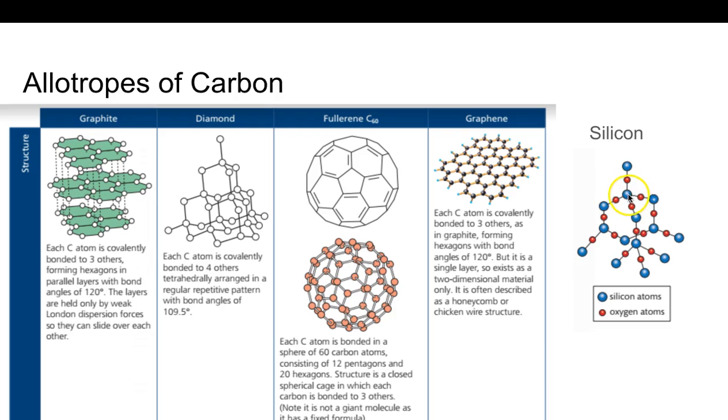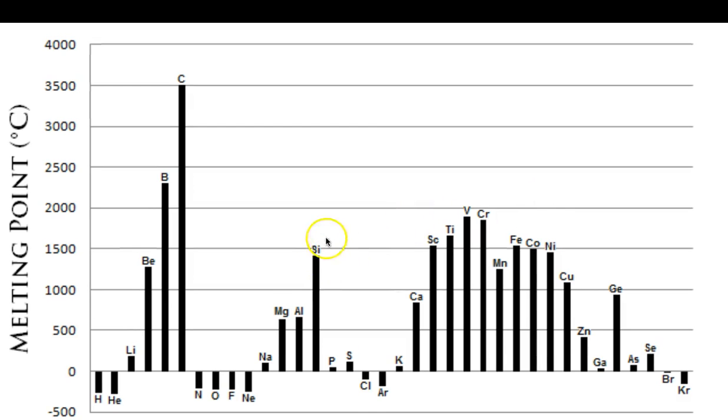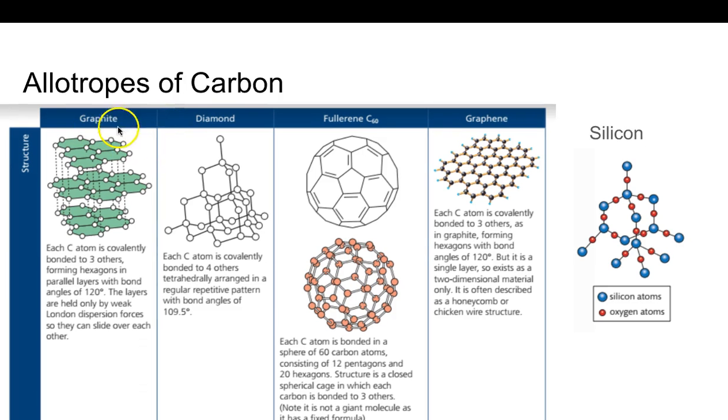Silicon, to form its giant covalent structure, is covalently bonded with oxygen, SiO2. This is quartz, a lot of the components in glass. But note that silicon and carbon, the reason their melting points are so high is because they form giant covalent structures.